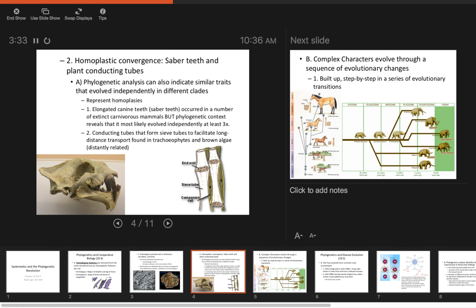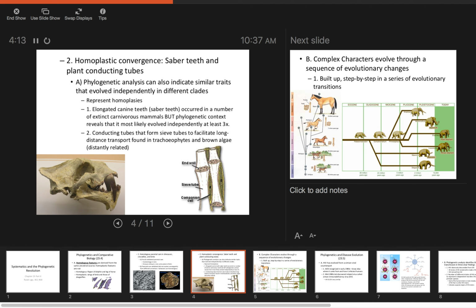We also have cases of homoplastic convergence, so analogous features found in different species. So we're going to look at saber-toothed tigers and plant conducting tubes called sieve tubes. Looking at canine teeth and saber teeth, basically, the picture shown right here, occurred in a number of extinct carnivores. So large carnivore teeth, many different types of large mammals, but when we look at the evidence, they were not derived from each other. They evolved independently at least 3 different times.